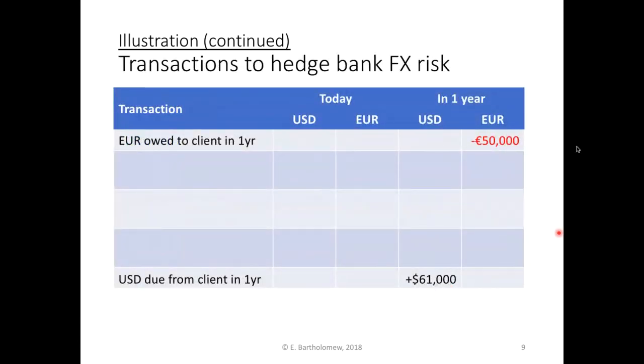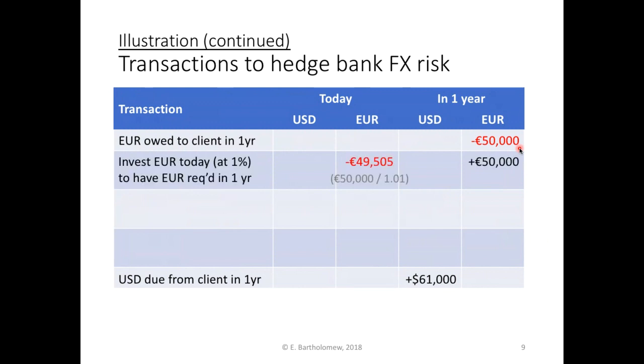All right, well, let's start with what they need. They need to pay out 50,000 euros in 1 year. So they could invest some amount of euros today such that they will have 50,000 euros in 1 year. And the amount of euros they would need to invest today would be this, 49,505. So 49,505 invested at 1% will grow to 50,000 euros in 1 year, and then they can pay their client.